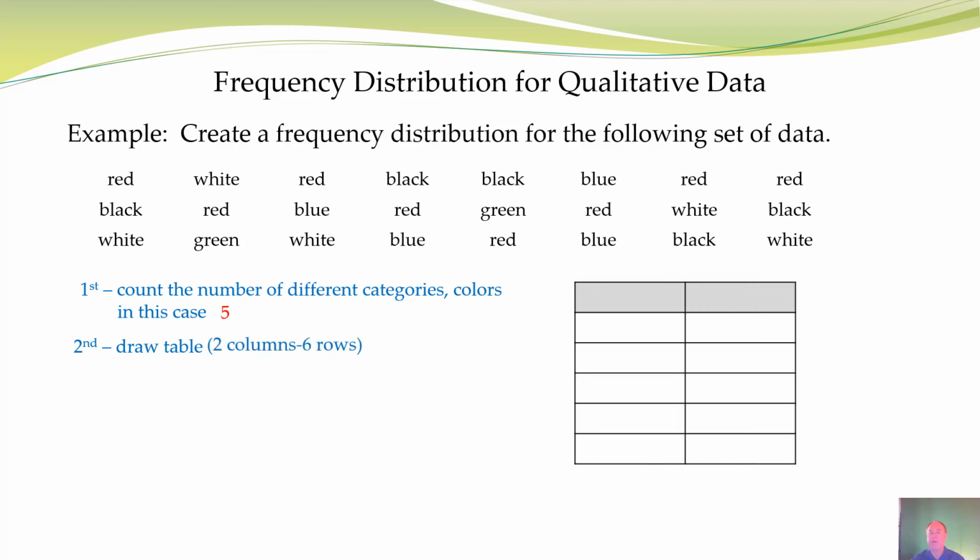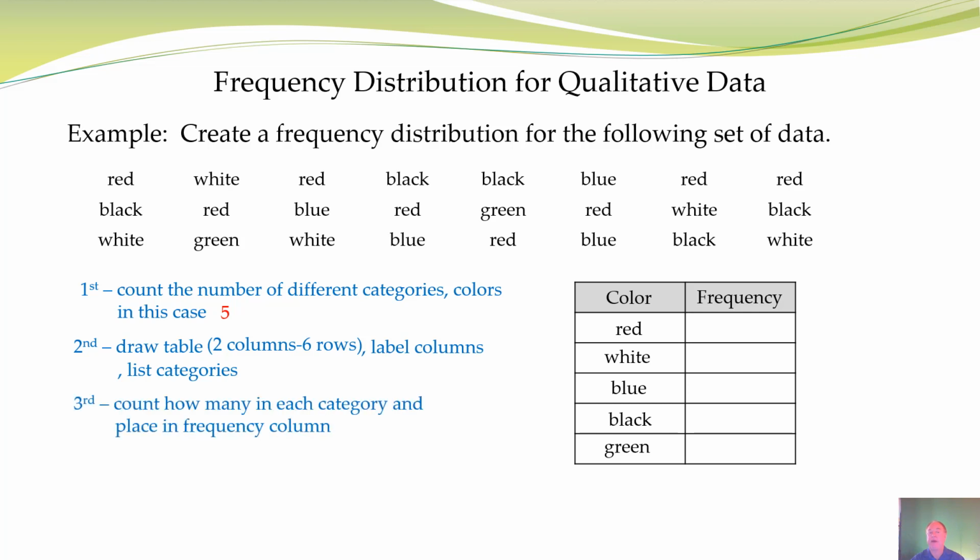Second, draw a table. 2 columns, 6 rows, because we had 5 categories, so I need an extra row for the labels. Label the columns. So the category column will be color, and then we have the column for frequency. Next, list the colors: red, white, blue, black, green. Now, count how many in each category and place in the frequency column.